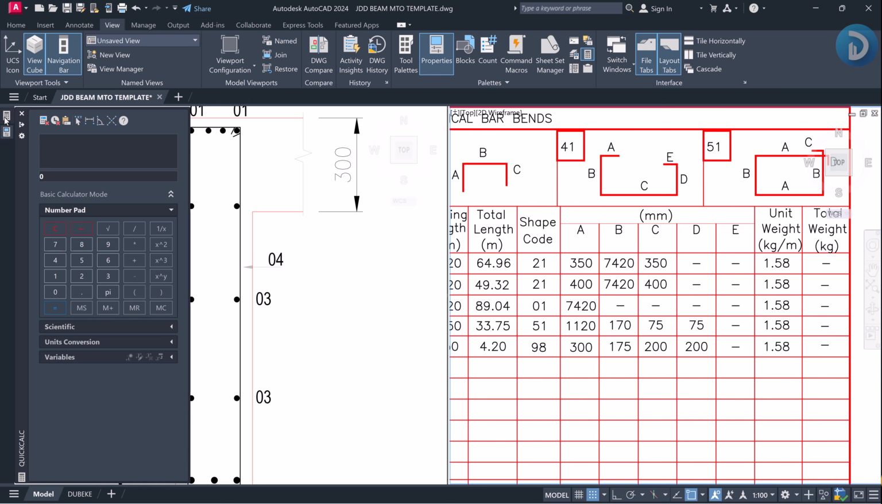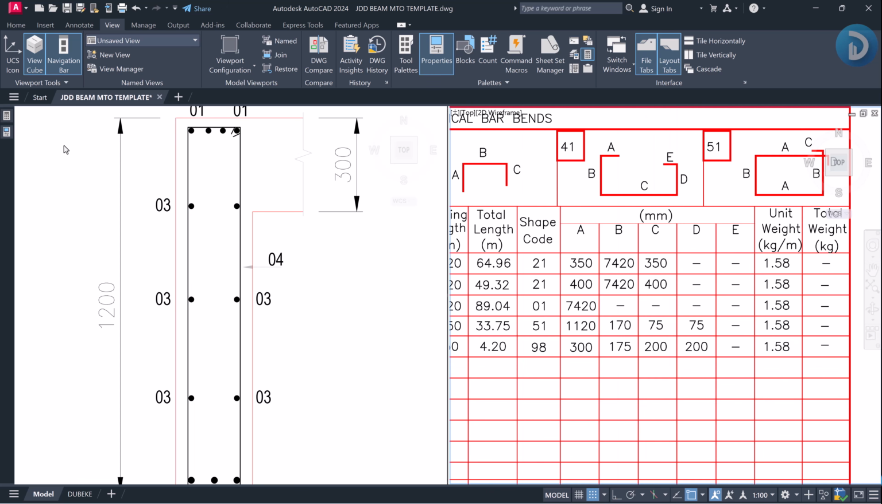Let's use the quick calc from AutoCAD. So we will multiply 1120 by 2, and we'll add this to 340, and we can also add 150 to this figure. So in this case we have a total cut length of 2730 for one number of this reinforcement. Let's confirm this number.